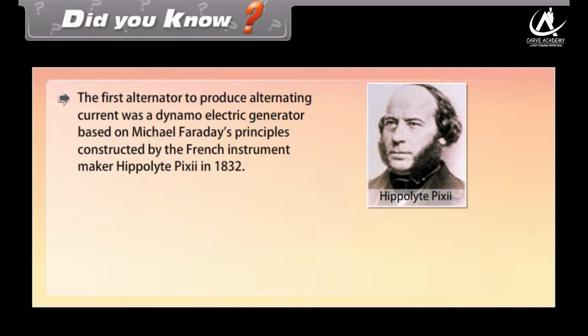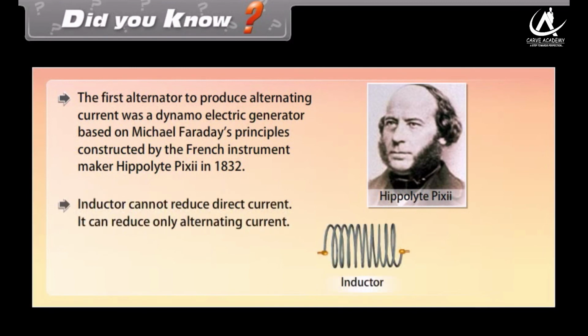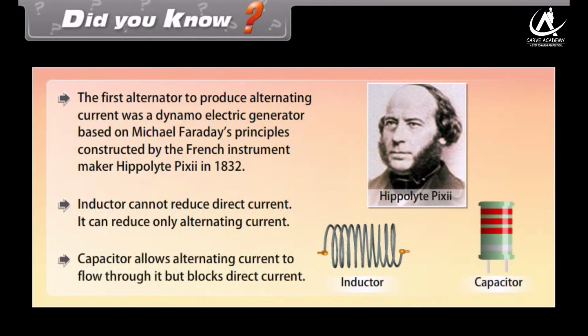Did you know? The first alternator to produce alternating current was a dynamo-electric generator based on Michael Faraday's principles, constructed by the French instrument maker Hippolyte Pixii in 1832. Inductor cannot reduce direct current. It can reduce only alternating current. Capacitor allows alternating current to flow through it, but blocks direct current.